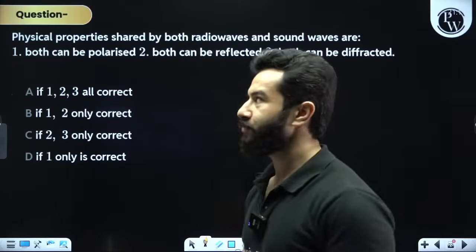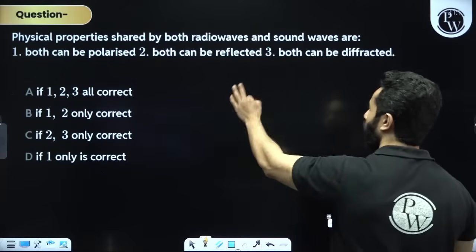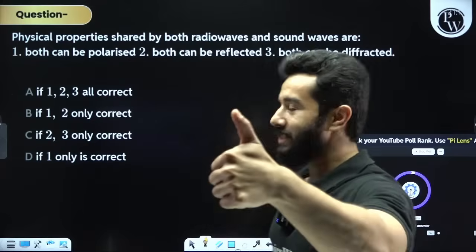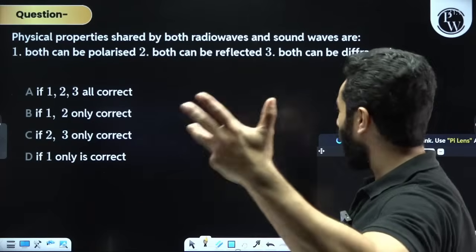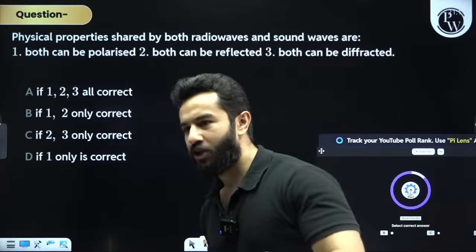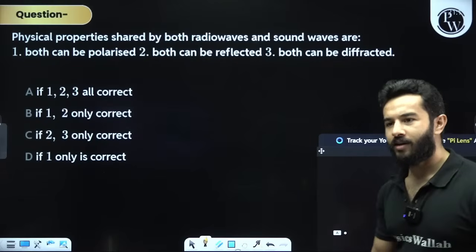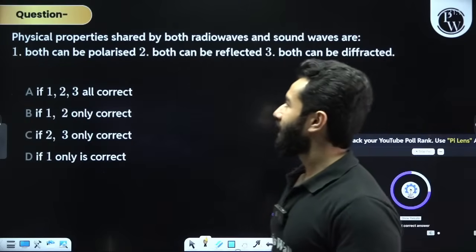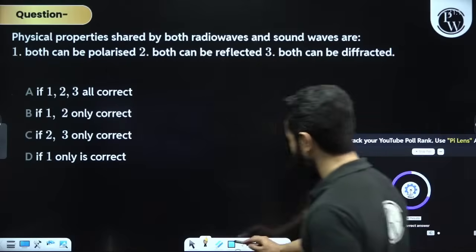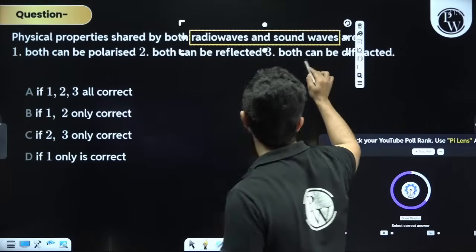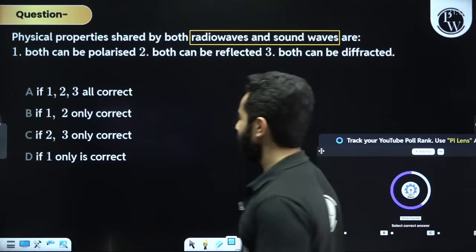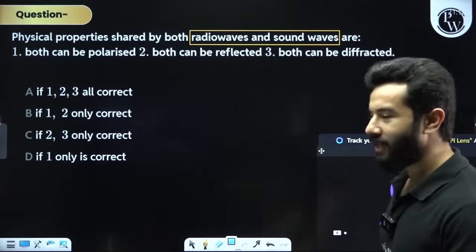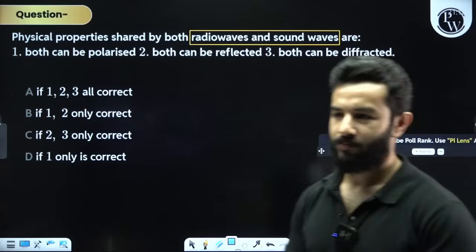One theoretical question. Physical property shared by both radio waves and sound waves. 45 seconds. Both can be polarized, both can be reflected, both can be diffracted. Thank you, Guru Baran. Thank you, Guru. Chalo, come on, quickly solve this question. Physical property shared by radio waves and sound waves. That means electromagnetic waves and sound waves. Both can be polarized, both can be reflected, and both can be diffracted.